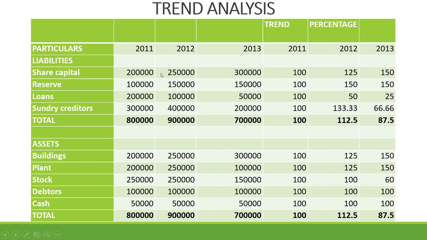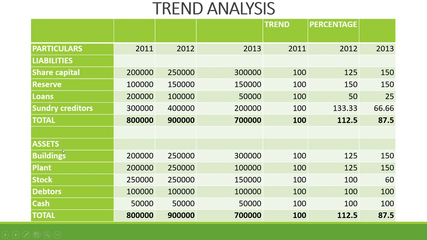3 lakh divided by the base year share capital, that is 2 lakh, into 100, that is 150. And for reserve, 1,50,000 divided by 1 lakh into 100, that is 150. Next is loan, 50,000 divided by 2 lakh into 100, that is 25. And sundry creditors, 2 lakh divided by 3 lakh into 100, that is 66.66. And the total, 7 lakhs divided by 8 lakhs into 100, that is 87.5.